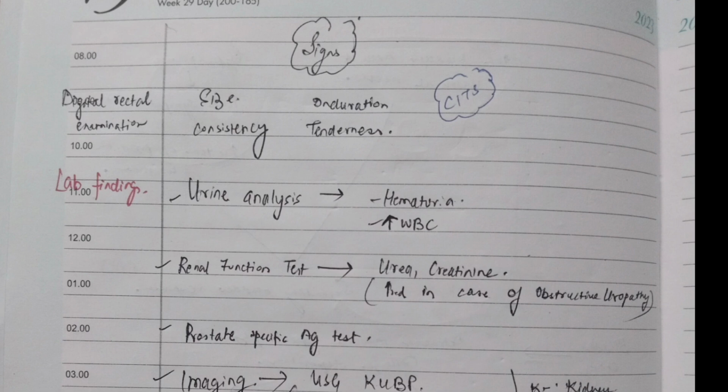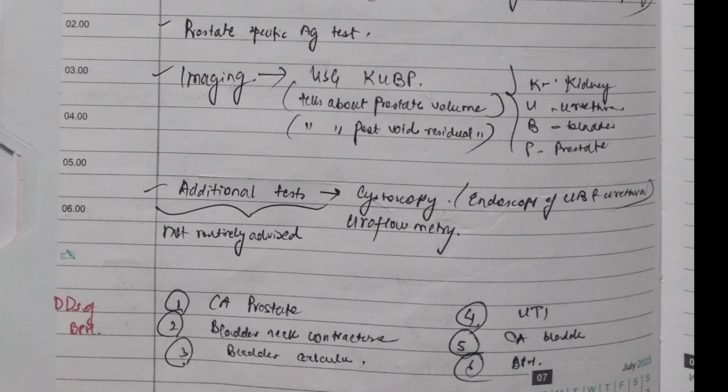Obviously, it is related to urine analysis because urine ka hi problem hai. So, the findings that you will get, that is hematuria, increased WBCs. You will do a renal function test, that is urea creatinine, in case of obstructive uropathy especially. You do a PSA, which will be increased. And in imaging, you have USG of the KUBP region, that is kidney, urethra, bladder, and prostate.